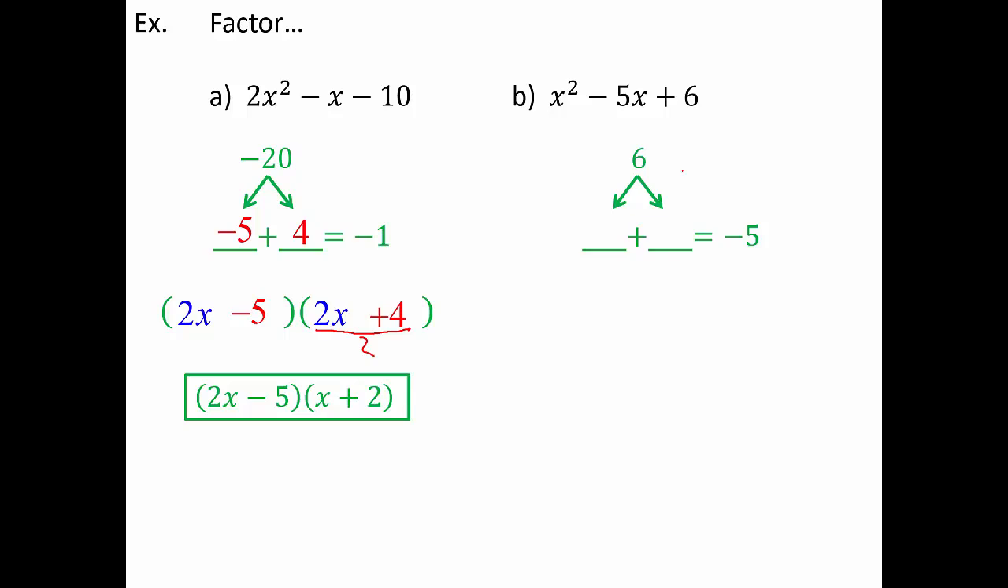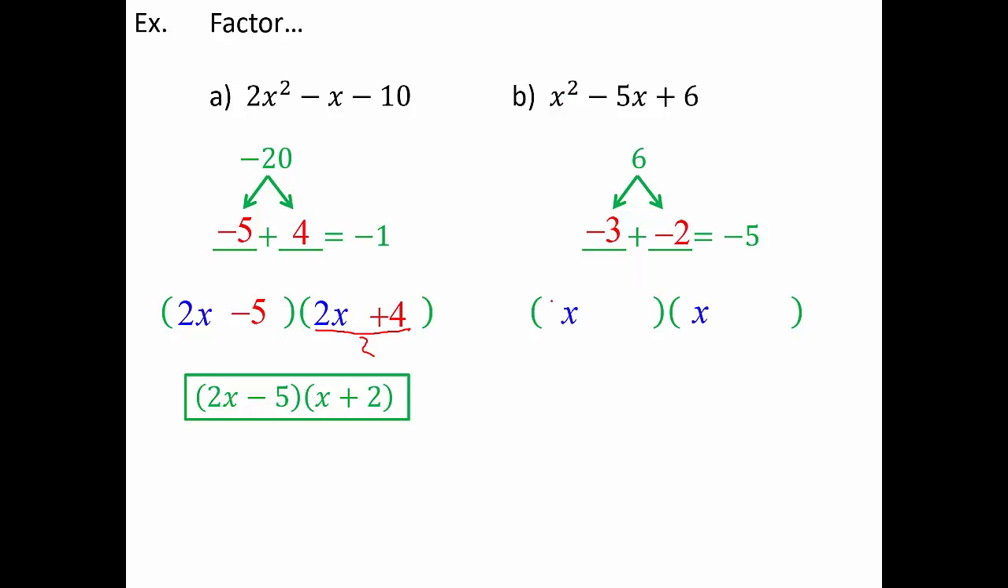It could be 1 and 6, it could be 2 and 3, depending on where the positives and negatives line up. I know to multiply to a positive and add to a negative, it's going to have to be a double negative in here, so it's going to end up being 2 and 3. -2, -3. Double bubble. Look at the x squared term, drop the square.